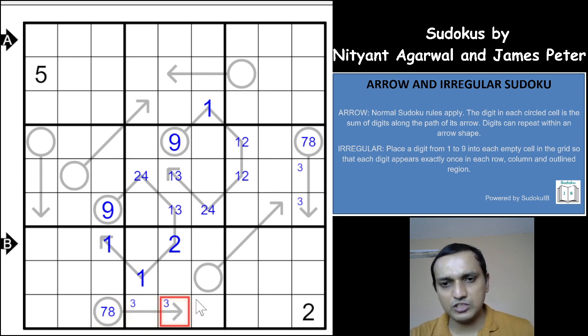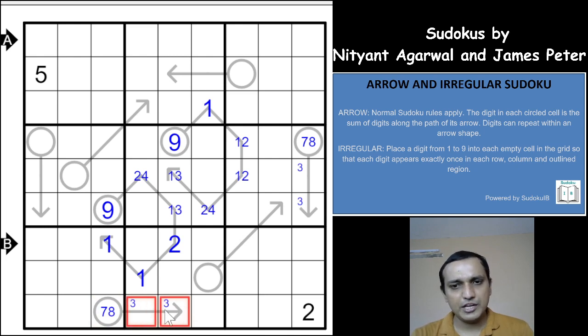3 would have to be in one of these two cells, because if there is no 3 here, it would have to be 4 plus 5, that sums to 9. You already have a 9 here and here, right? And now coming on to the narrow logic that I was talking about.